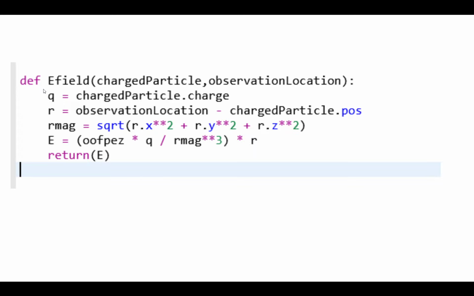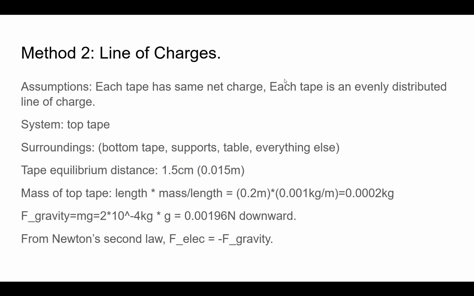And this is the code, the programming to find this. R over R mag would be our R hat, so we just added it to the beginning. And it's just a way to use Coulomb's law. Except this does describe the field, so you'd multiply it by another q for the force.